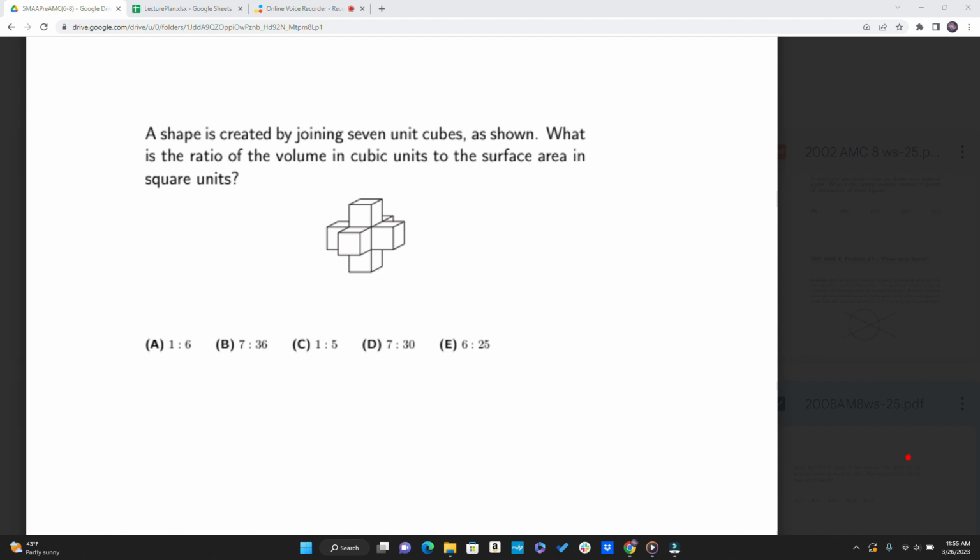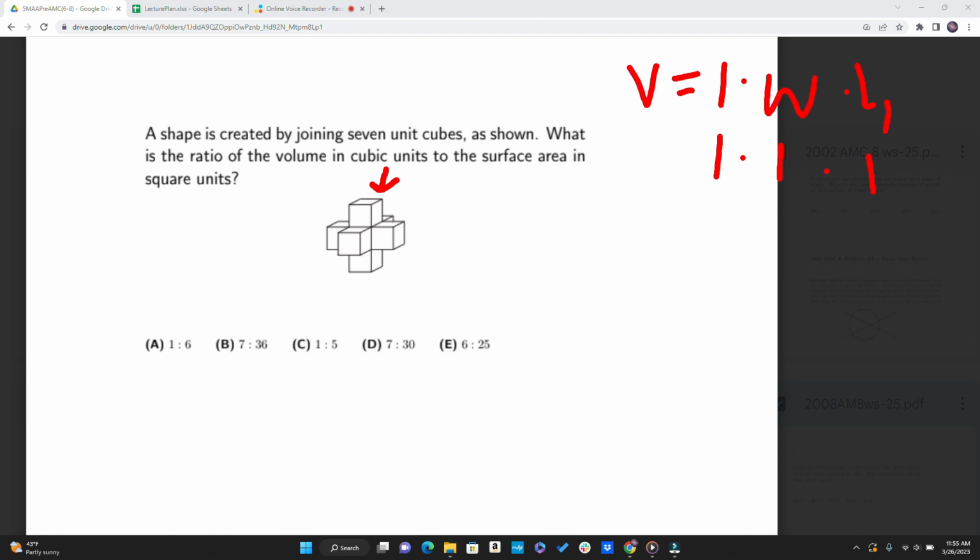So volume, we could just find the volume of each individual cube and then add them together to find the total volume of the entire shape. So let's figure that out. So the volume of one cube, it's a 1 by 1 by 1 cube. Remember volume, that's going to equal length times width times height. Length is 1, width is 1, height is 1. So volume of one cube is 1, and there's 7 cubes. So the entire volume is 7. Right? So the volume of the entire shape, 7.